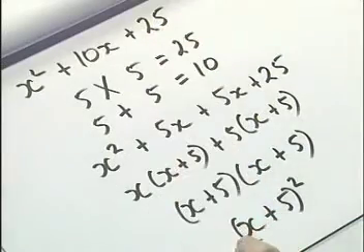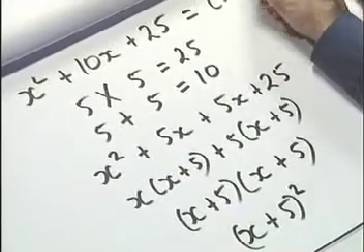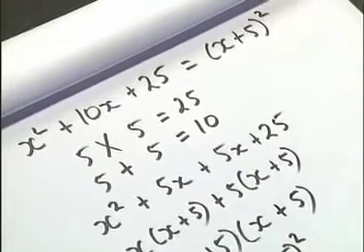In other words, what we've got here, x squared plus 10x plus 25, is a complete square. X plus 5 all squared. And we call that a complete square.